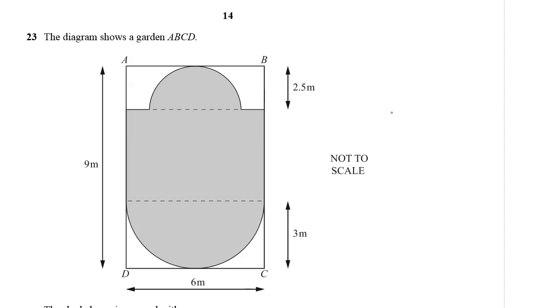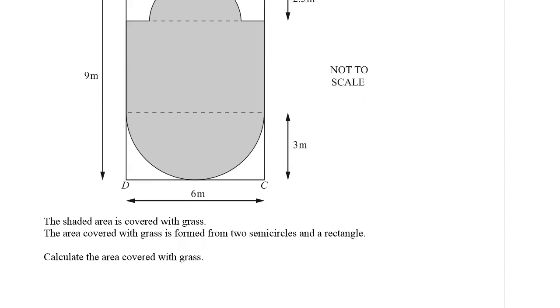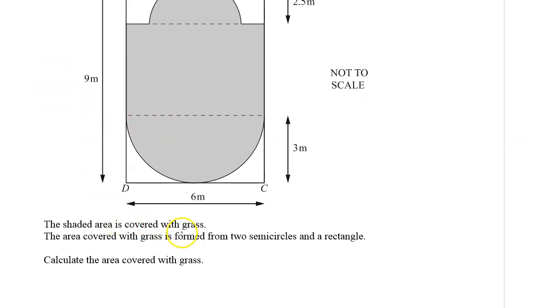Question 23. The diagram shows a garden, ABCD. We are told the shaded area is covered with grass. The area covered with grass is formed from two semicircles and a rectangle. This is a semicircle, and this is the rectangle right there. Calculate the area covered with grass.